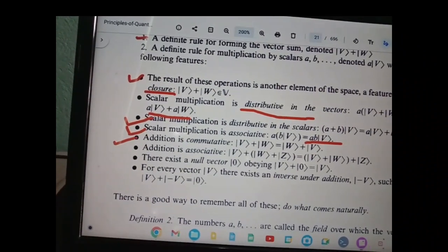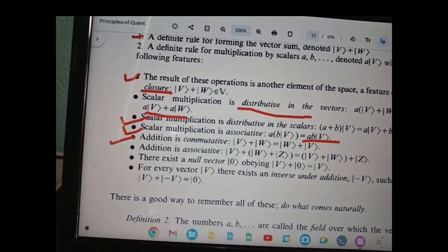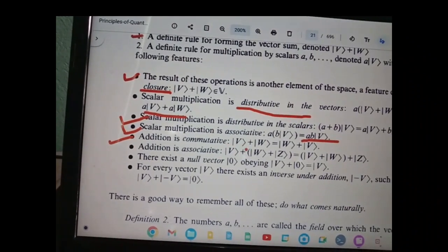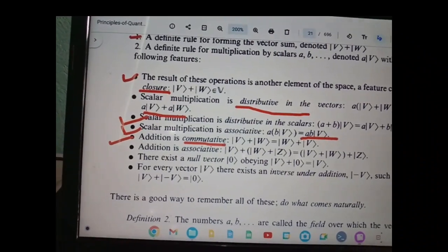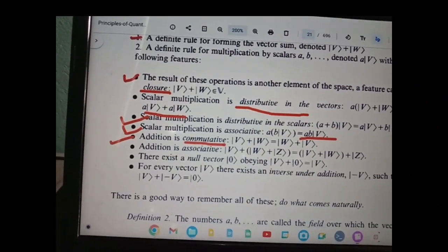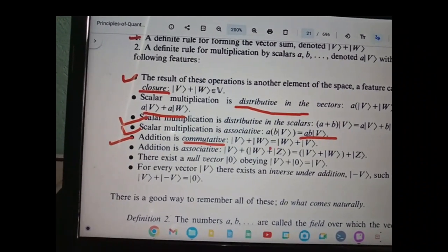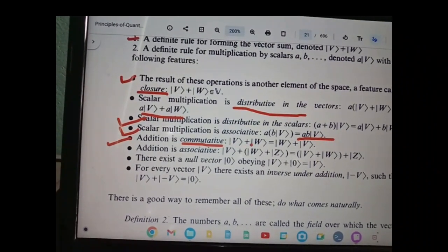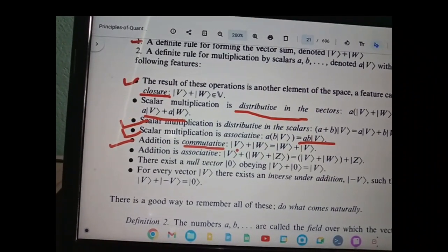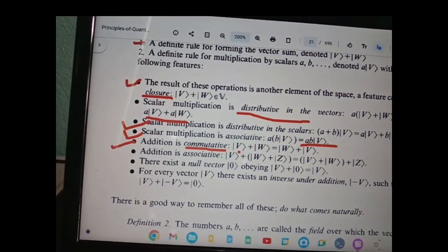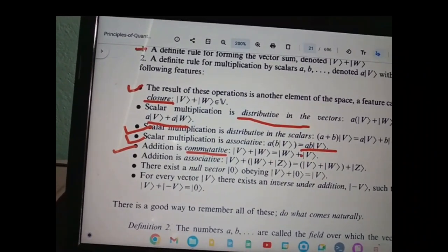And here is another property of vector addition: if we have two vector spaces v and w, then they follow the commutative property. What is the commutative property? It is nothing but a plus b equals b plus a. Here v and w are those vector spaces, and if I add v plus w, and if I add w plus v, the answer will be the same.